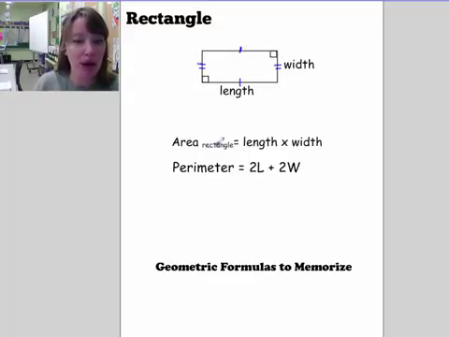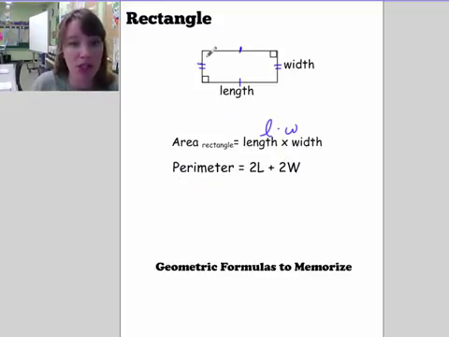So the area of a rectangle, notice I've just used a subscript here, the area of a rectangle is equal to length times width, all right? Often a script L times a W is used here. You should absolutely know this coming out of middle school.